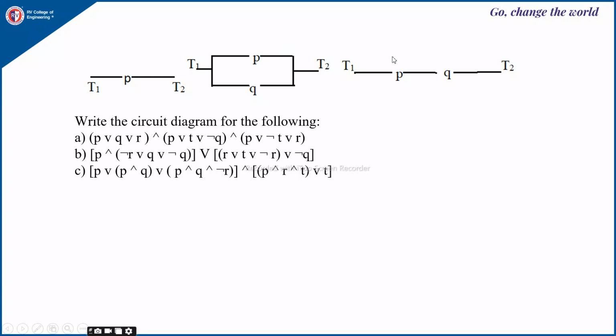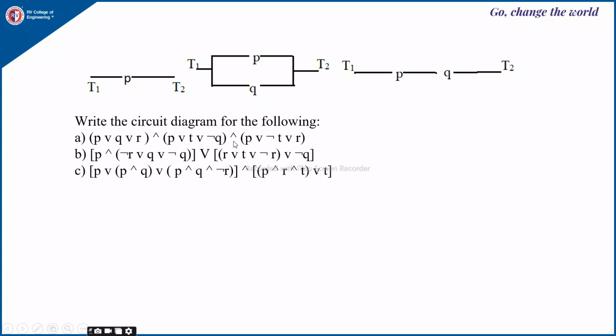Next is, for a given circuit diagram, how we can write the propositions. So here it is just P, and here between the terminals T1 and T2 you have a parallel connection with P and Q. So it is P or Q, and in the third case between T1 and T2 you have a series connection. So it is P and Q.